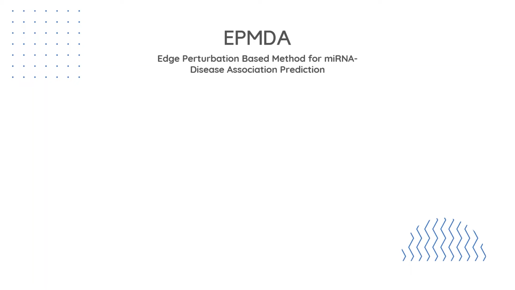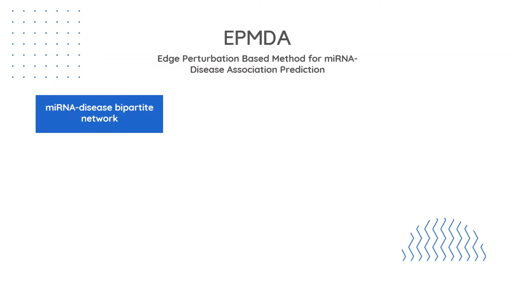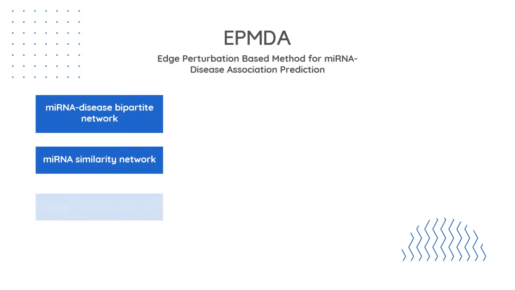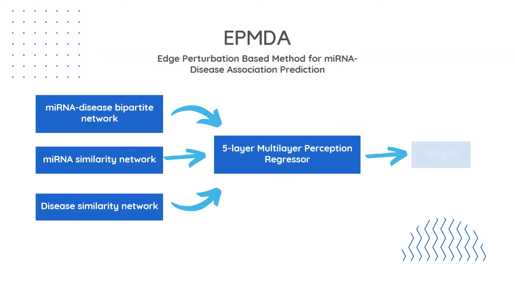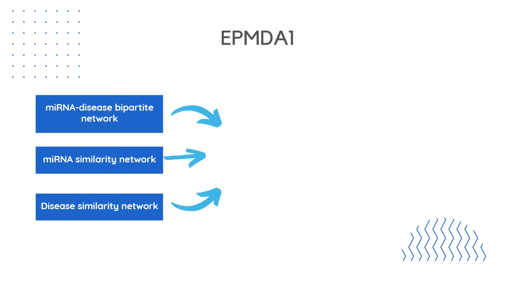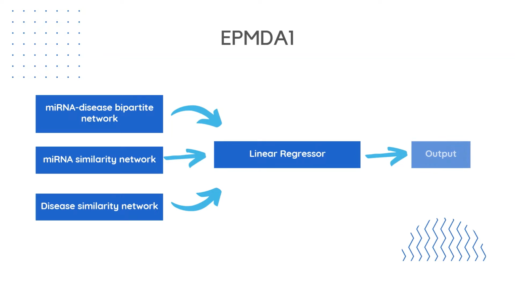First, the edge perturbation-based method for microRNA disease association prediction (EPDMA) extracts from the microRNA disease bipartite network, microRNA similarity network, and disease similarity network, and is trained using a 5-layer multi-layer perceptron regressor to obtain the output. This study suggests a variant, EPDMA1, where the MLP regressor is replaced with a linear regressor.